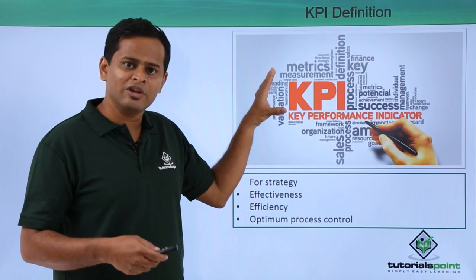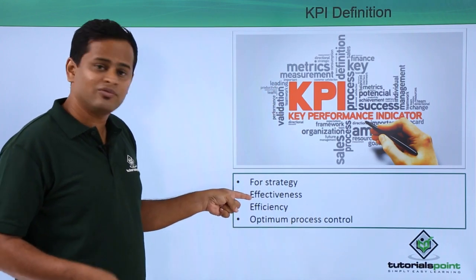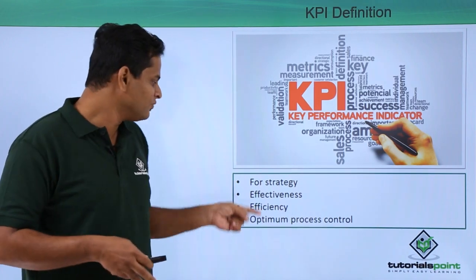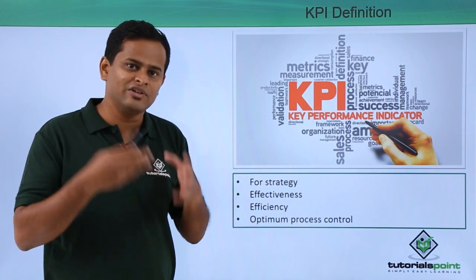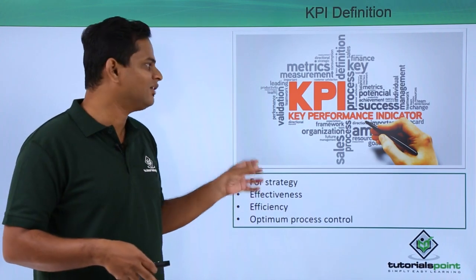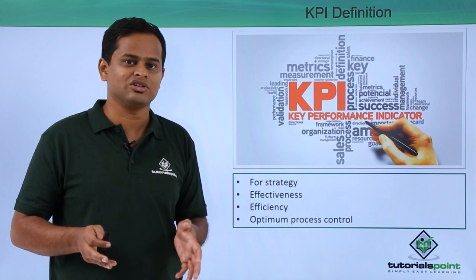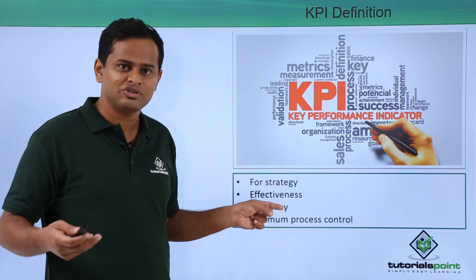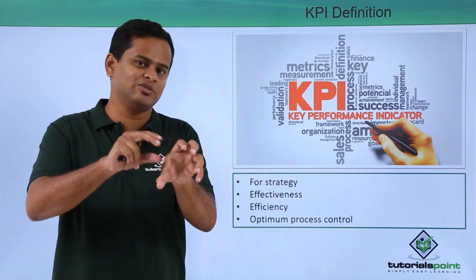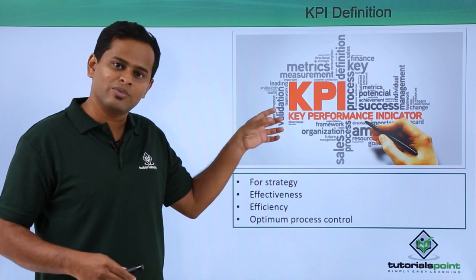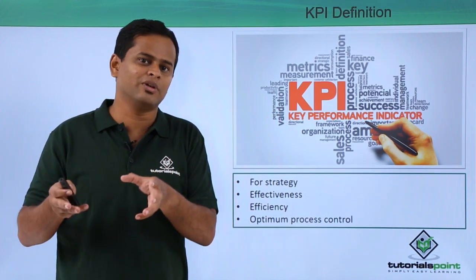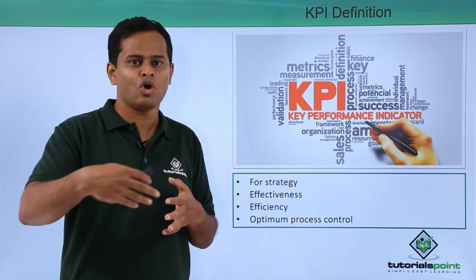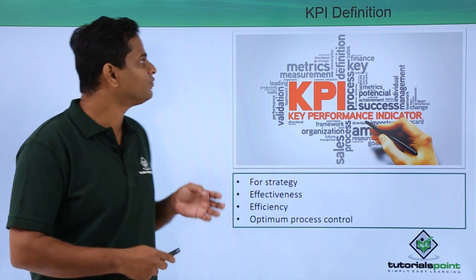KPIs are very much needed for the strategy, and for the effectiveness of this particular quality management system we also need to have the KPIs. Not only for effectiveness, even from the efficiency point of view we need to have the KPIs so that the complete organization goes in the right path. Finally, to have various processes and to have optimum control over these processes, we need a KPI, which is nothing but the monitoring and measurement system that we have in our complete organization for effective control over the entire quality management system.